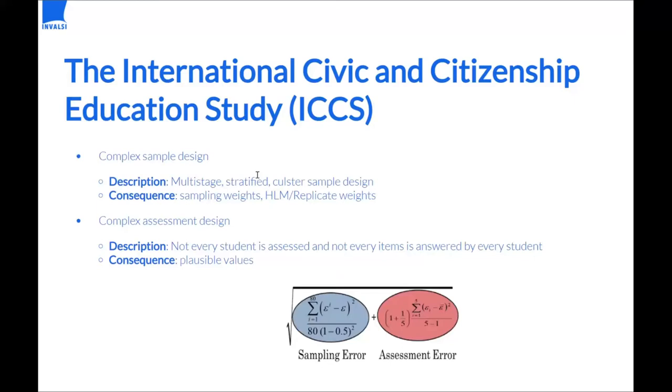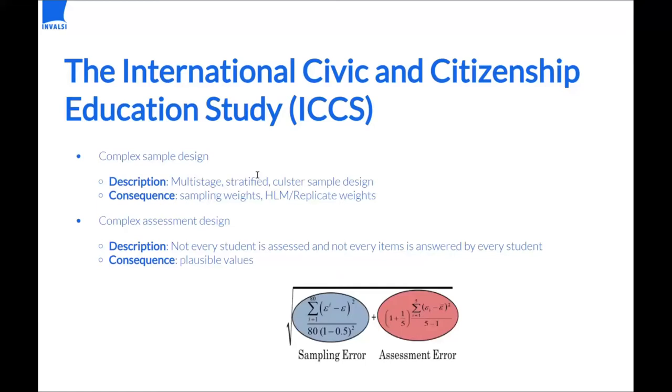So you have a sample of students, which we already said, but then you have a sample of items, which means when you want to evaluate civic knowledge, the test would be so long that one single student would take around 12 hours to answer the test nonstop. Because you cannot do that, what you do instead is that you take a sample of the items, a part of the test, and give it to one student, another part of the test to another student, and so on and so forth.